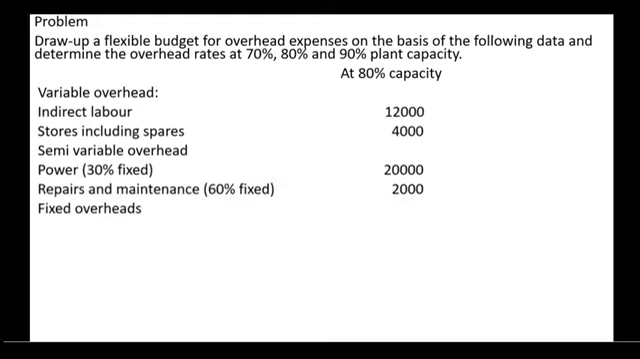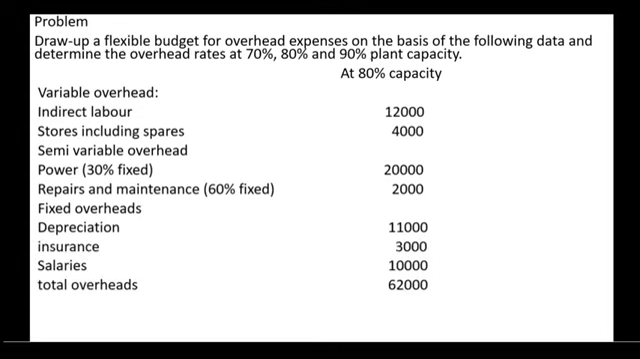Fixed overheads: depreciation 11,000, insurance 3,000, salaries 10,000. Total overheads 62,000. Estimated direct labor hours 1,24,000. So this is the problem.